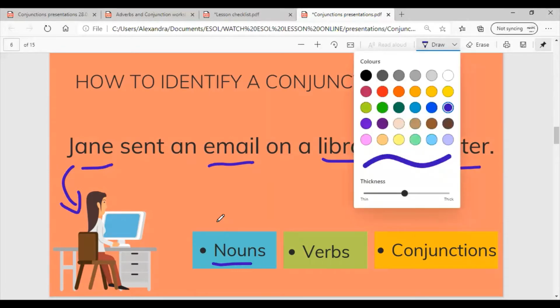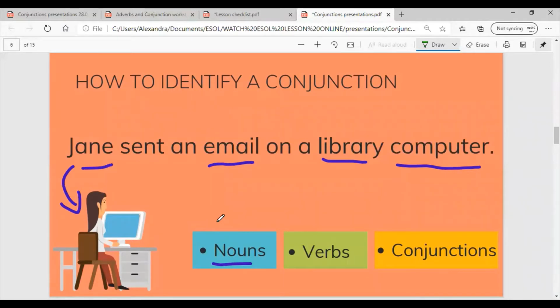Next, we're going to look for our verb in the sentence. Our verb is our action word, it is what the person is doing. We know our main noun in this sentence is Jane, and what did Jane do? Jane sent an email on the library computer, so "sent". Her sending an email, or having sent an email in the past, is our verb, as it is our action word, our doing word. "Sent" would be our verb.